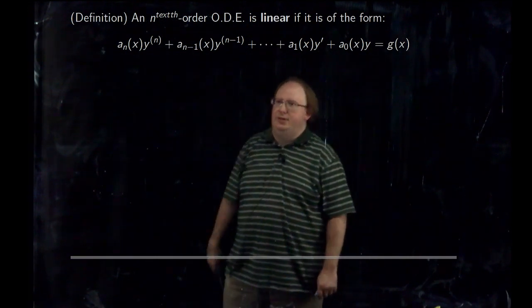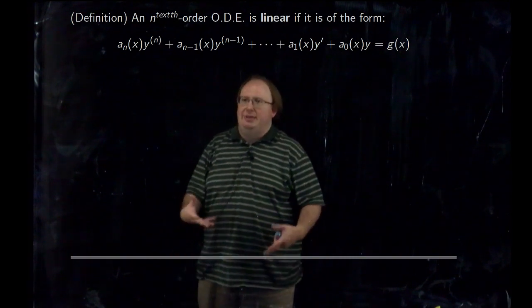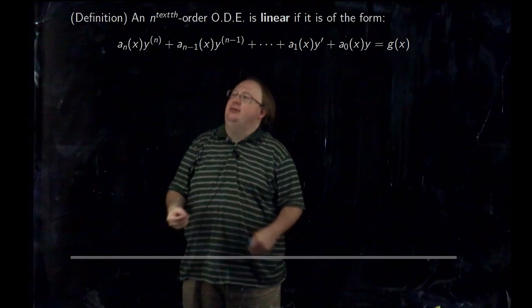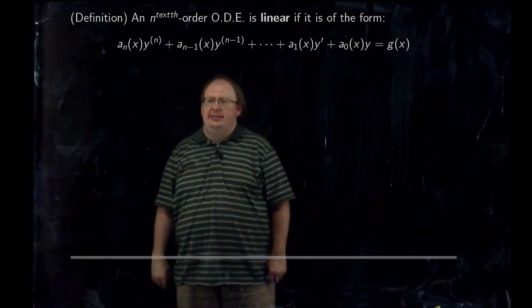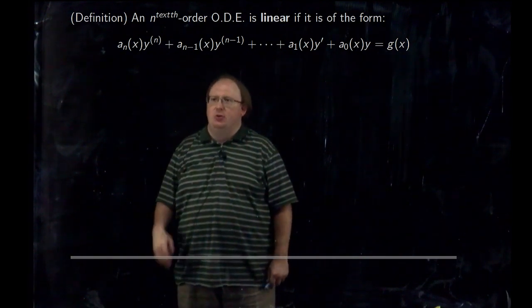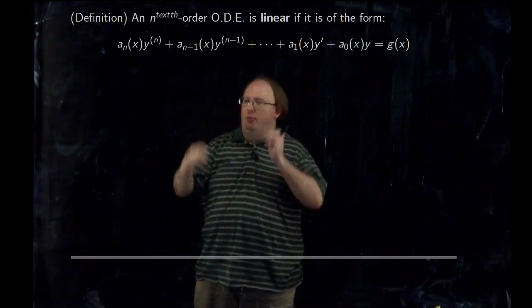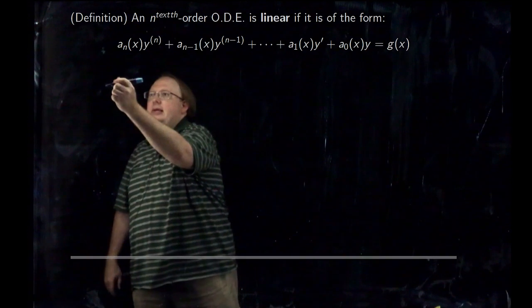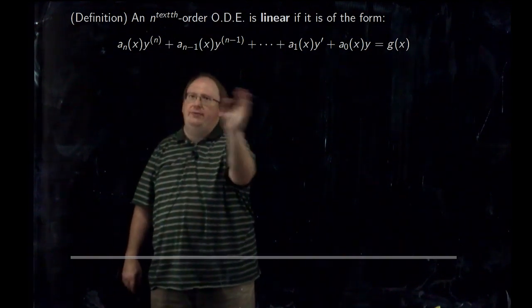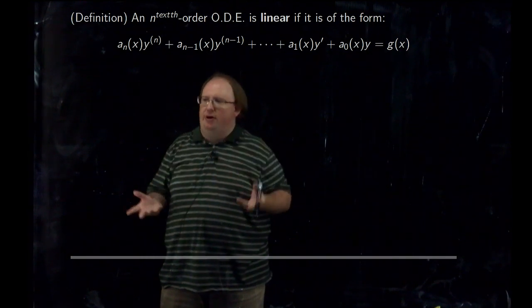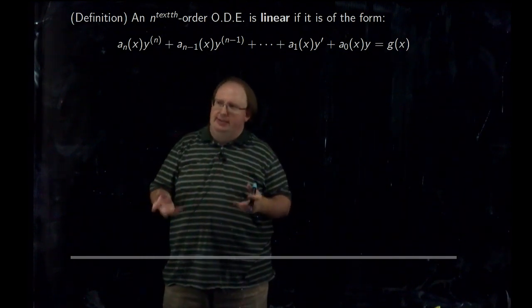All right, so our next definition is, what does it mean to be linear? And that's actually a little typo up there, just the nth order. The text part shouldn't say that. So an nth order ODE is linear if it's of that particular form. Now what you'll notice is that you're going to have derivatives and you're going to have functions in front of the derivatives, and that's okay. And that means it's linear.